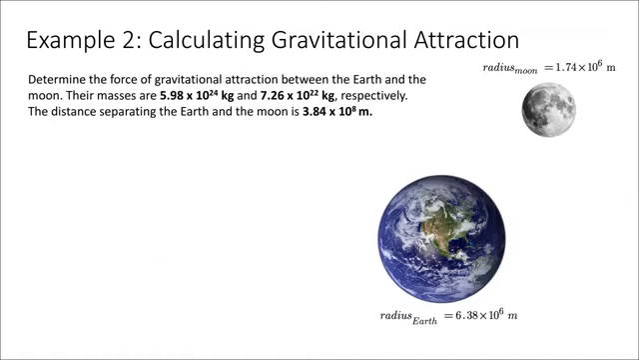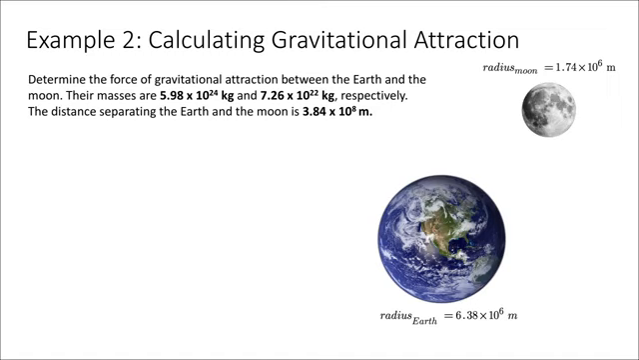All right, let's say you were trying to calculate the gravitational force of attraction between the Earth and our moon. The mass of the Earth is 5.98 times 10 to the 24 kilograms, and the mass of the moon is 7.26 times 10 to the 22nd kilograms, respectively. The distance separating them is 3.84 times 10 to the 8th. That is surface to surface, not center to center. We're also given the radius of the Earth and radius of the moon.